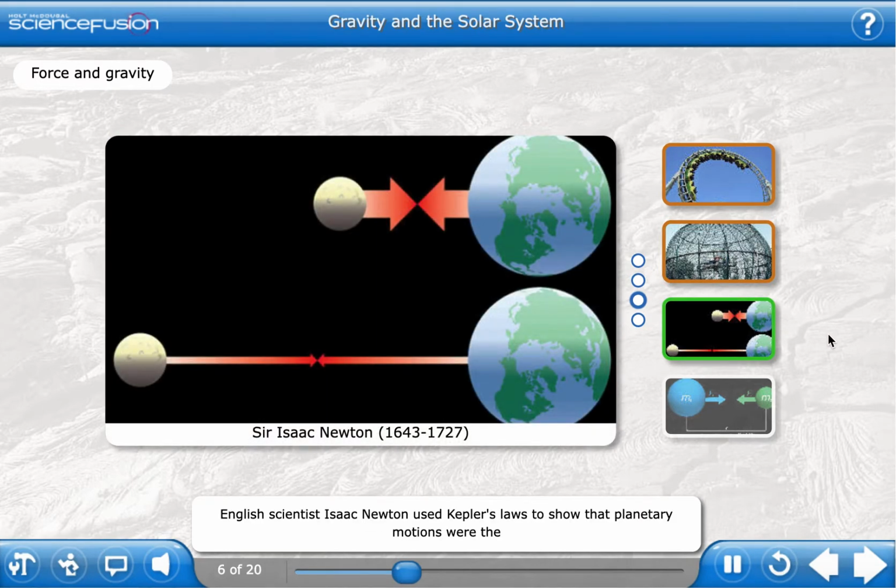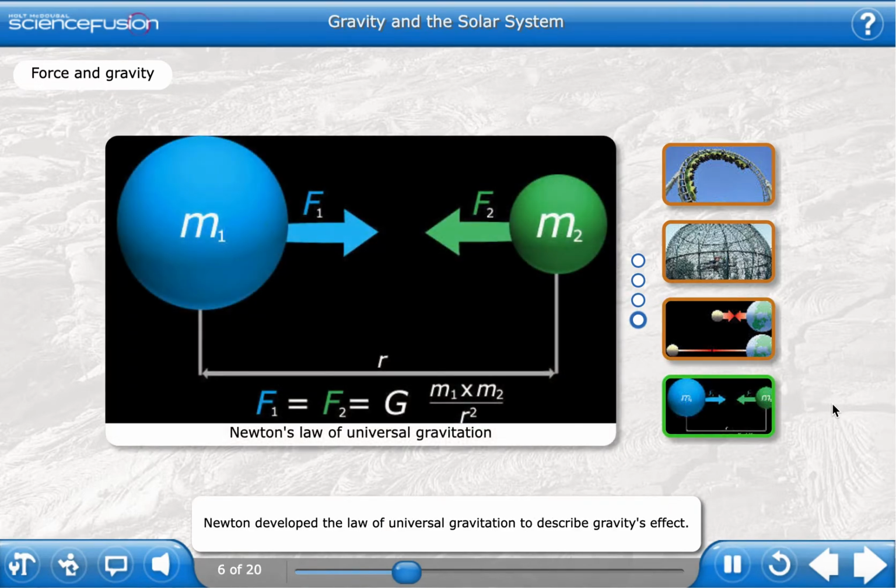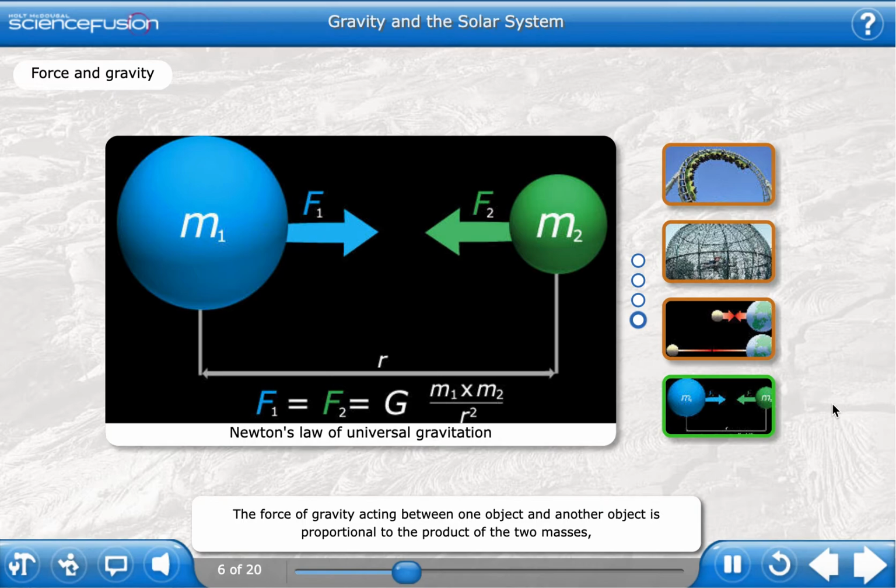English scientist Isaac Newton used Kepler's laws to show that planetary motions were the result of the way bodies with mass attract one another through gravity. Newton developed the law of universal gravitation to describe gravity's effect. The force of gravity acting between one object and another object is proportional to the product of the two masses, and inversely proportional to the square of the distance between the centers of mass of the two bodies. An increase in the mass of either body increases the force, and an increase in the distance between the bodies decreases the force.